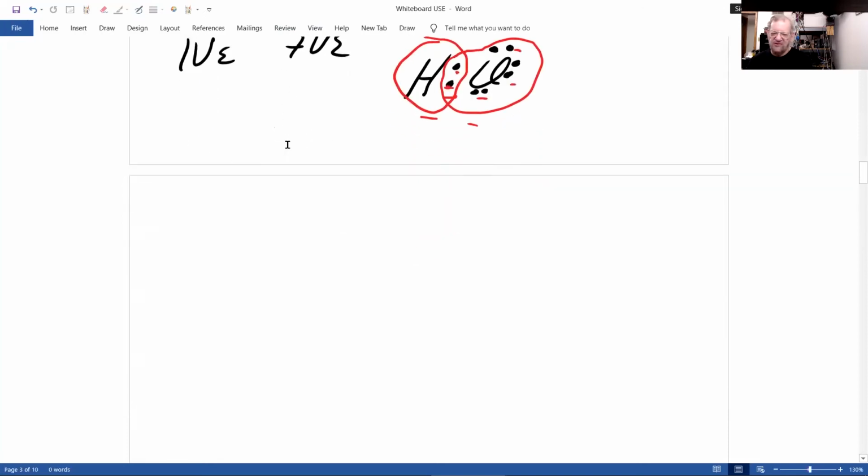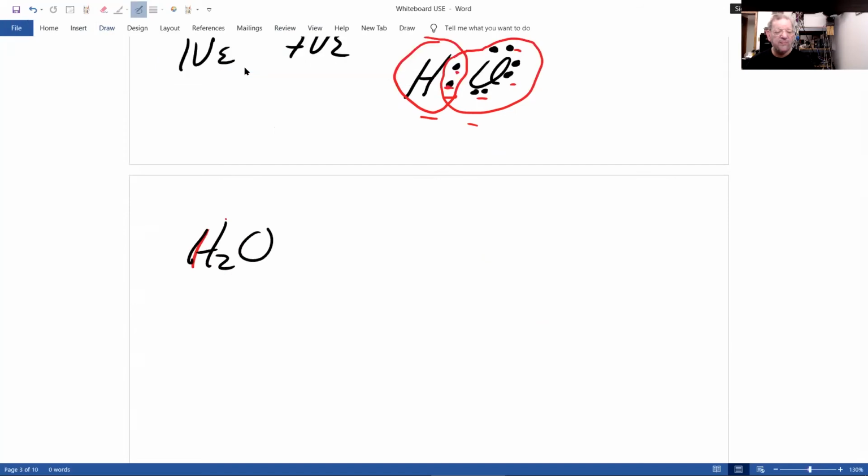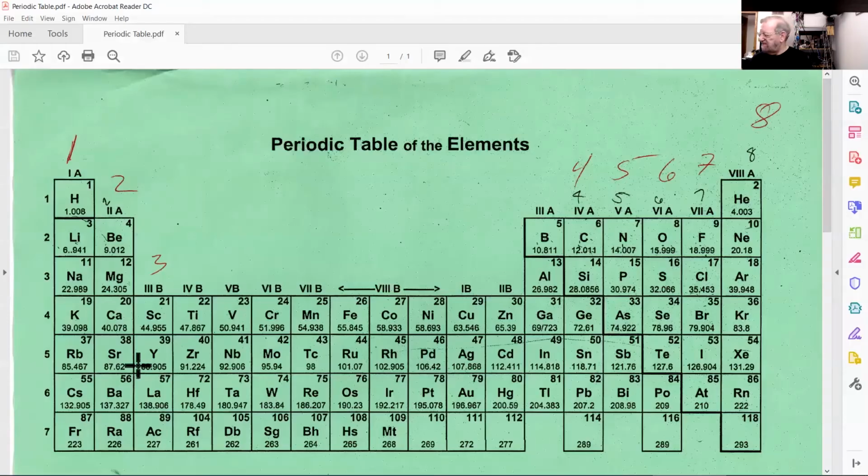Oh, let's do one more. This is going to be a little tough, but I think you're up to it. Why don't you draw the Lewis structure for water, H2O? Now, let me give you a hint. For this one, the oxygen is in the center. That's the only way it will work. And here's your periodic table.